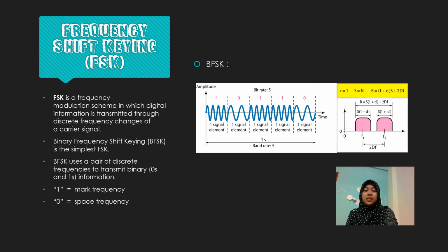So this is the graph for the binary frequency shift keying. It is a bit similar to the amplitude shift keying.